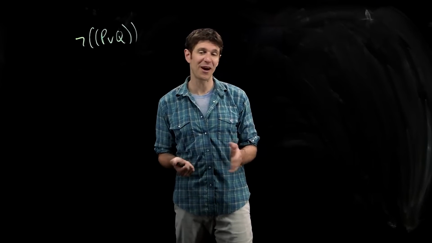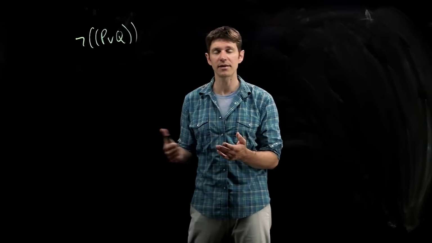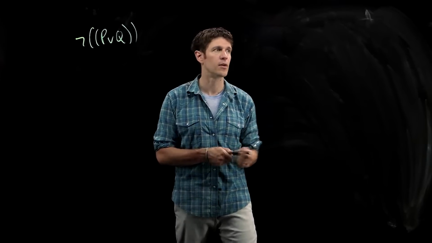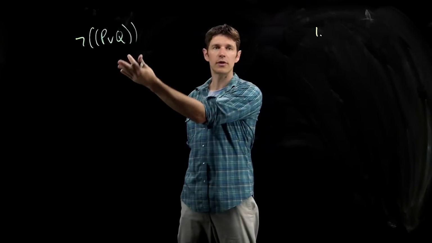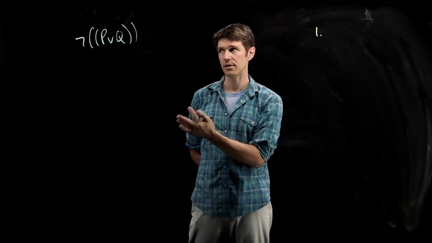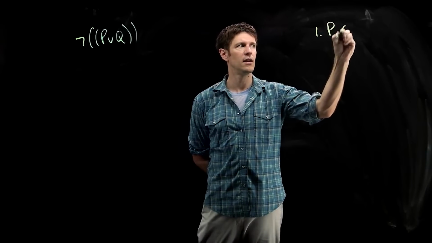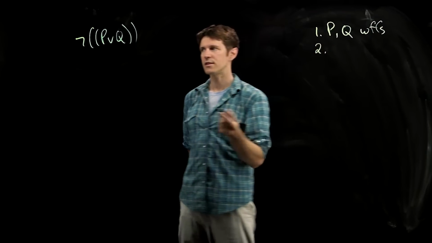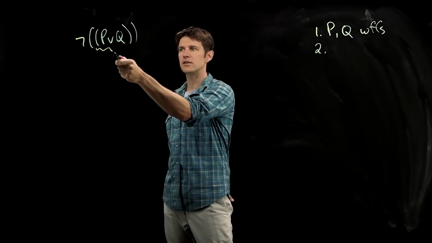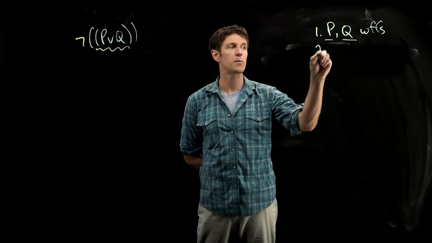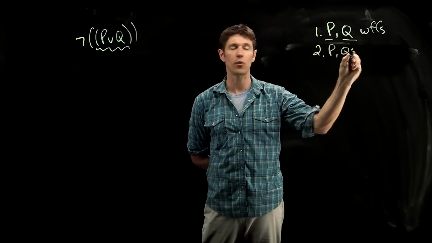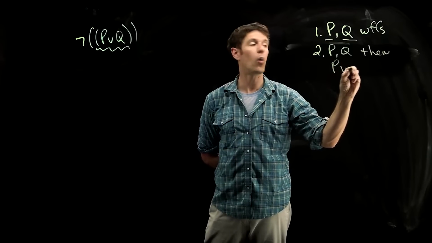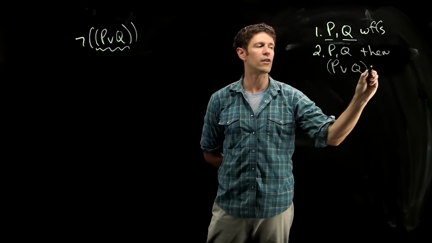Okay, so hopefully you have paused the video, but again, our process of determining the main operator here by constructing the formula is the same. We would start by looking at the propositional letters that are found in this formula. So we'd have P and Q. Both of these are well-formed formulas. The second step would be to construct this disjunction. Since we know that P and Q are both well-formed formulas, it would follow that P or Q is a well-formed formula here.